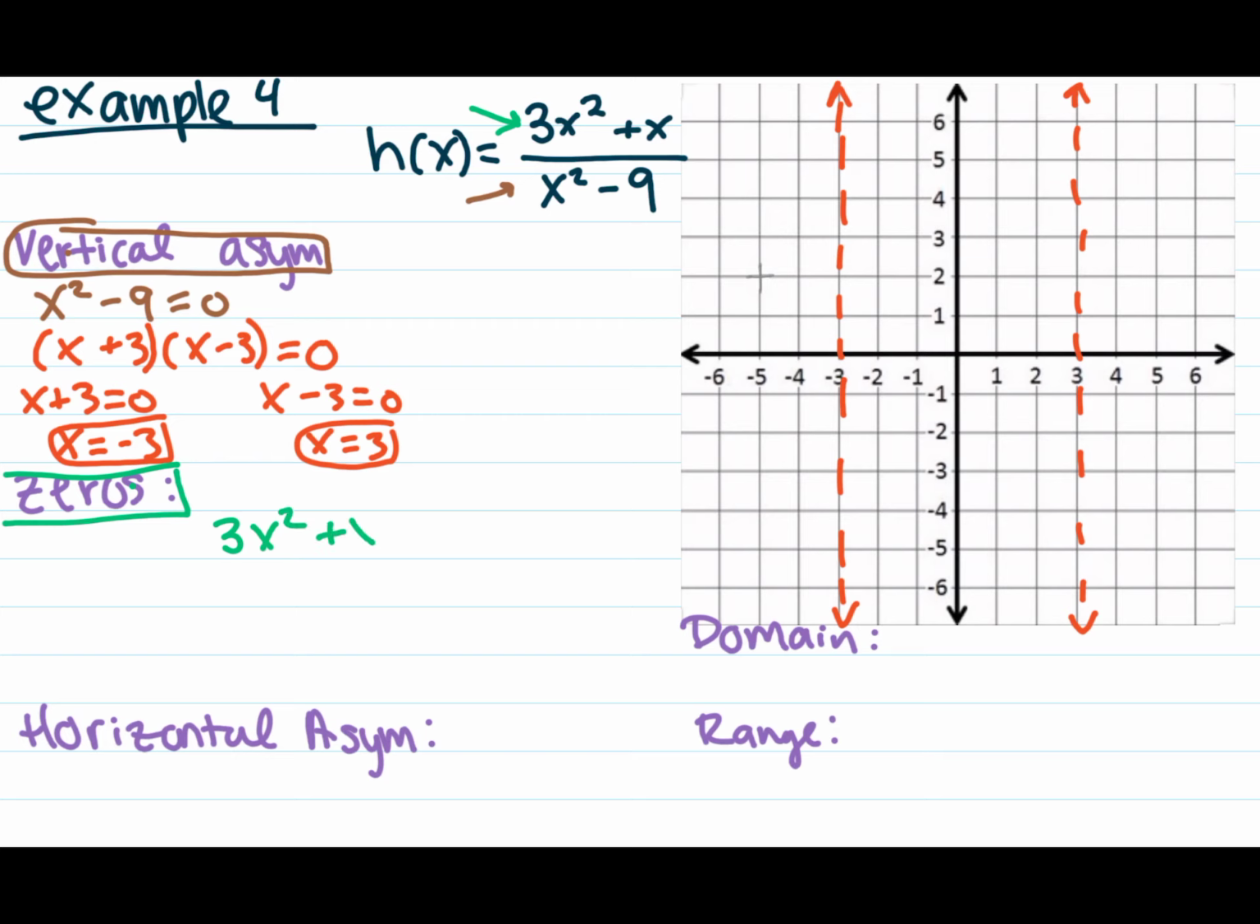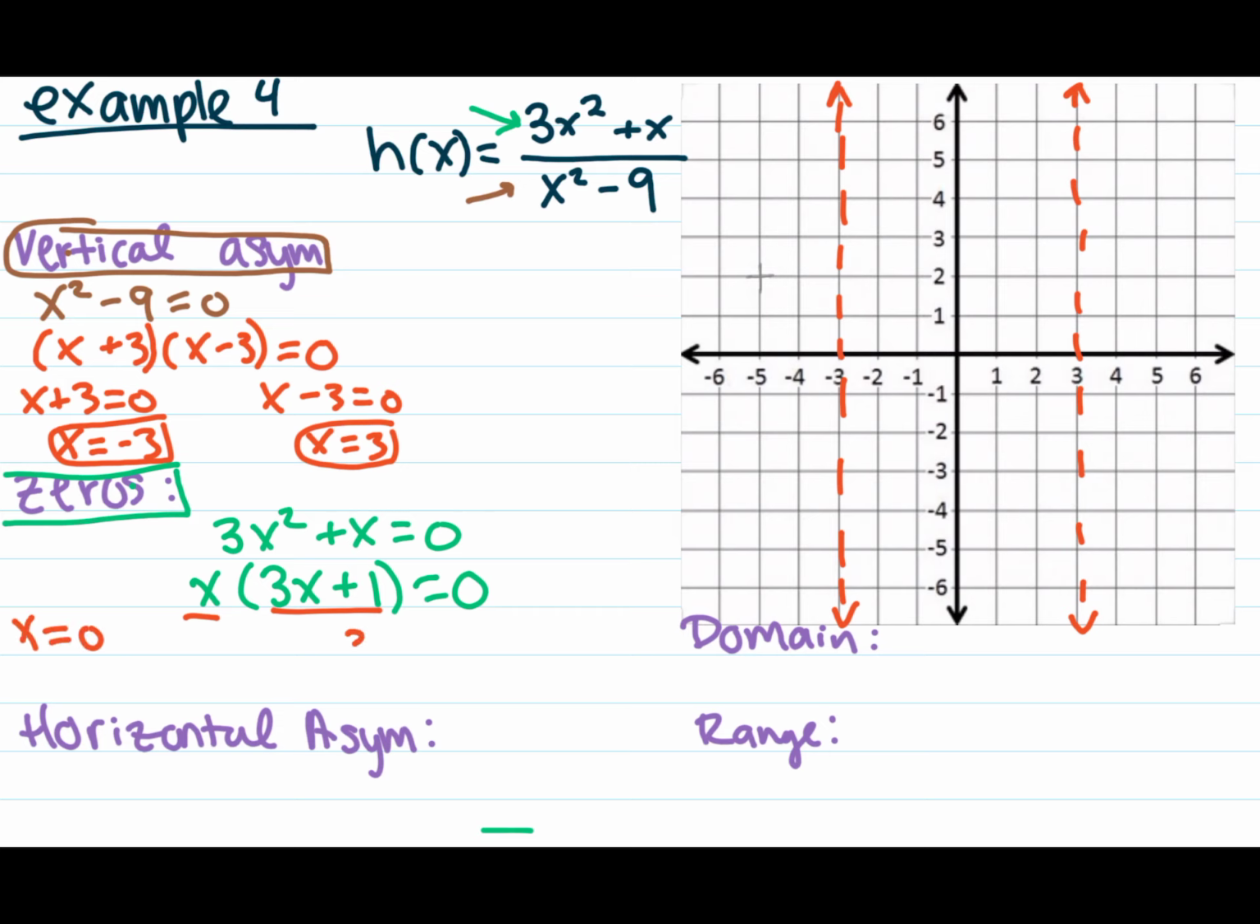3x squared plus x equals 0. Can I factor this? Heck yes, I've got a GCF. So let's take out our GCF. It is an x. So if I divide out an x here, I'm going to be left with 3x plus 1. If I'm not sure if I did that right, I want to imagine distributing this x back, and I should get this initial expression back. Okay? All right. Yes, this is a factor. Yes, this is a factor.